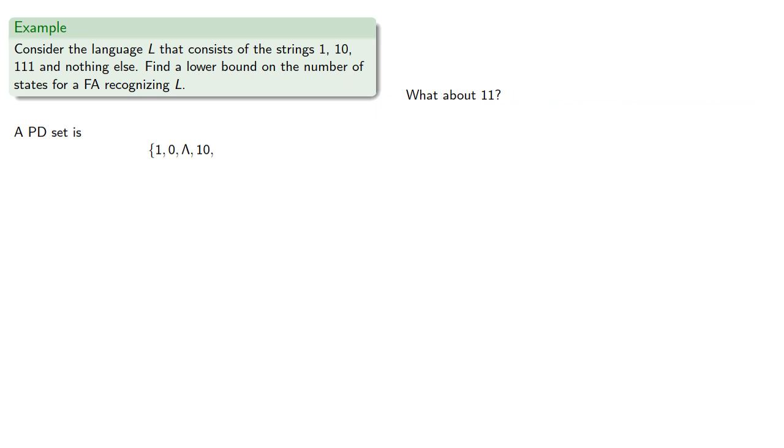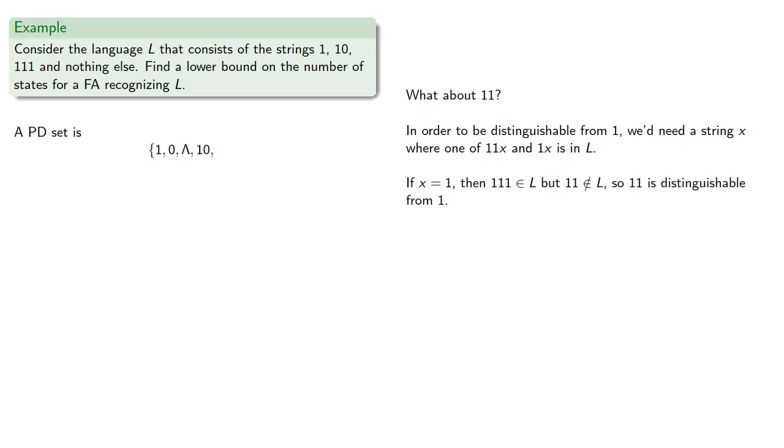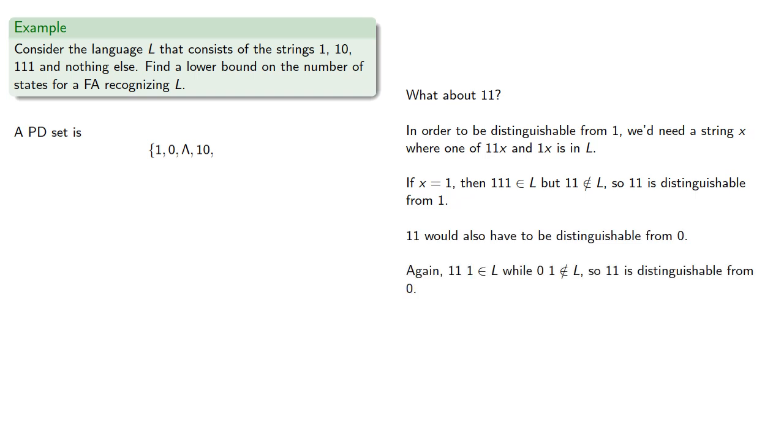What about 1, 1? So in order to be distinguishable from 1, we need a string x where exactly one of 1, 1, x and 1, x is in L. If x equals 1, then 1, 1, 1 is in L, but 1, 1 isn't, so 1, 1 is distinguishable from 1. 1, 1 would also have to be distinguishable from 0, and we note that if we append a 1, then 1, 1, 1 is in L, while 0, 1 is not, so 1, 1 is distinguishable from 0.